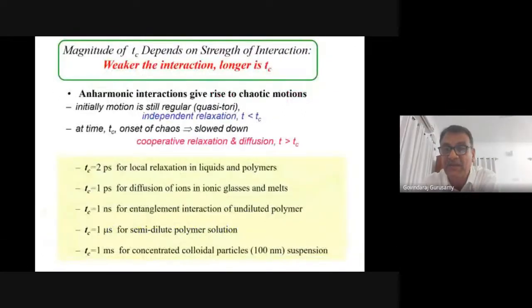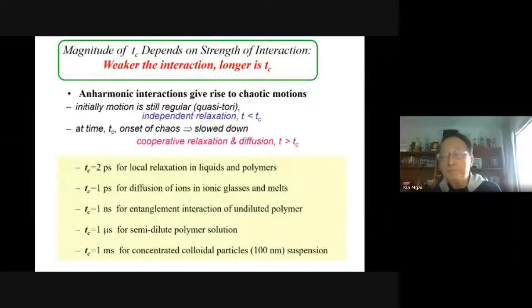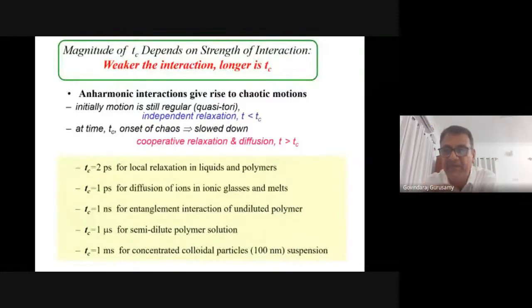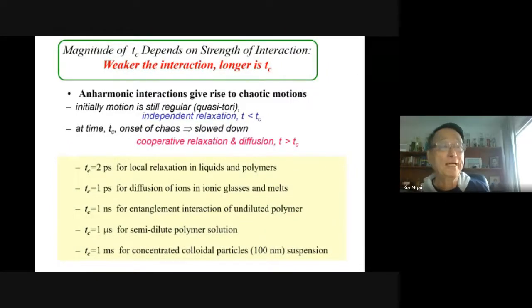Then the nature of the potential will be different. The nature of the potential will be completely different here. Oh yes, definitely, because you are now talking about different animals. For example, long chain motion compared with local segmental motion are very different animals. So they have different experience, different potentials. One is called entanglement coupling. The other one is called local segmental, which is almost like Lennard-Jones, in the segmental alpha relaxation of polymers.